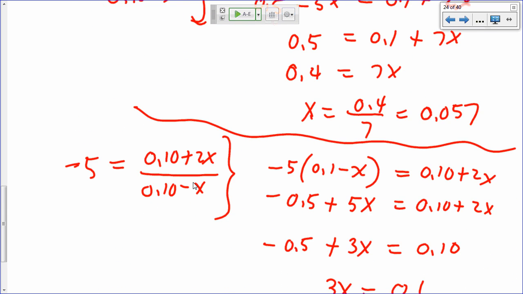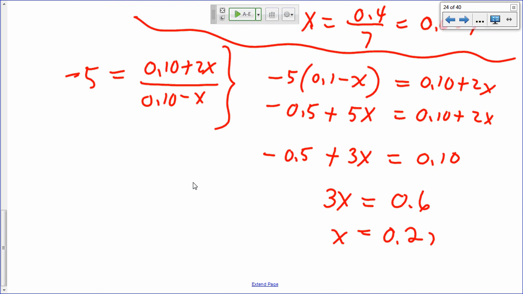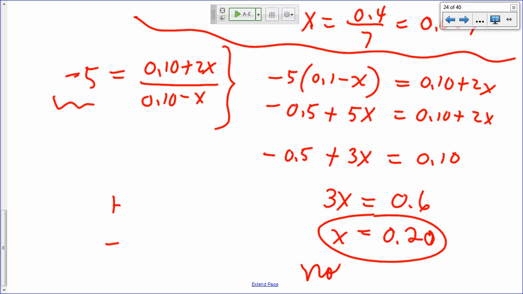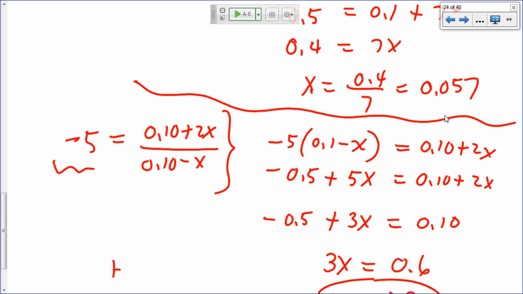Anything you've got, if you take the square root, okay, you have to worry about whether your answer is going to be reasonable. Make sure whenever you take your square root that you take into account the positive root and the negative root. So this one is not acceptable. So the answer is 0.057.